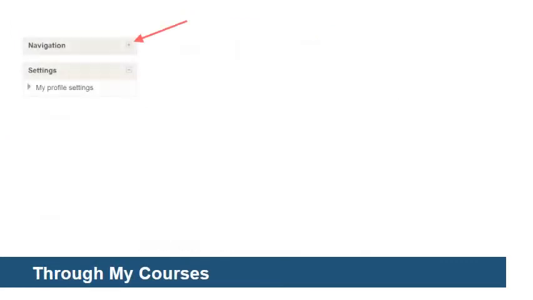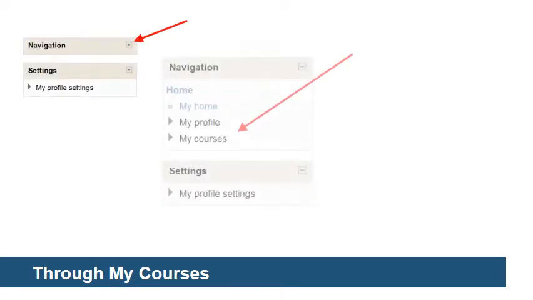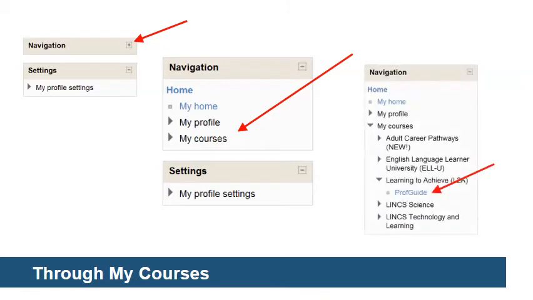You can also find a list of your courses under the My Courses link in the navigation block. Select the My Courses link to see a list of course categories. Once you select the category list, you will be able to select your course name from here.